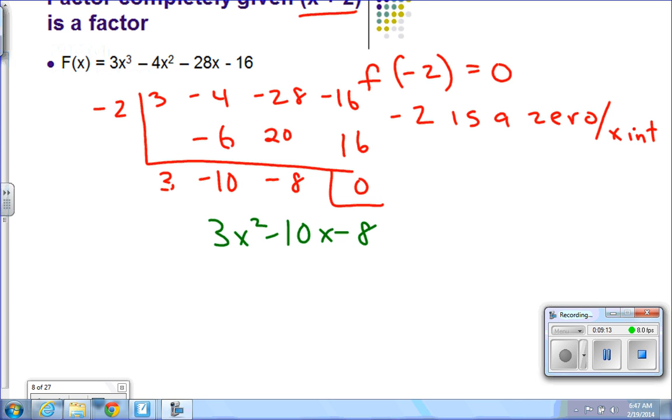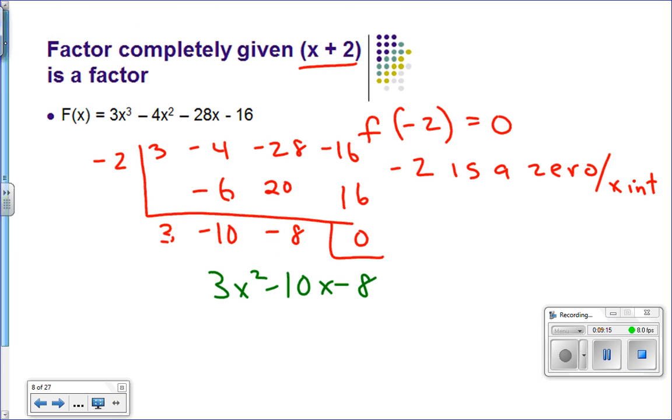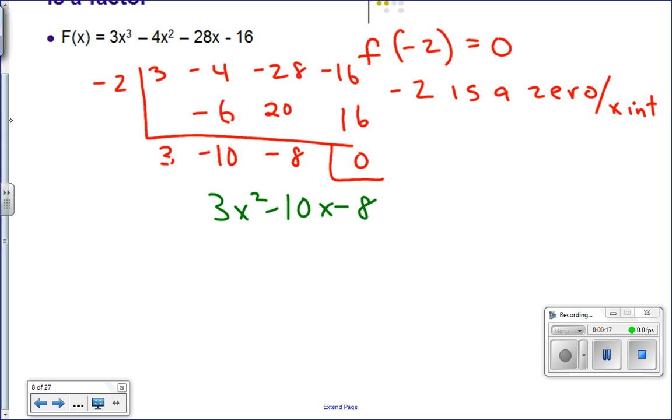All right, so look at the instructions. The instructions say to completely factor this f of x. Well, all I have left then is to factor this quadratic. Let's use the AC method. 3 times negative 8 is negative 24. Factors of negative 24 that add to negative 10. I believe that's going to be negative 12 and 2. So let's rewrite this as 4 terms.